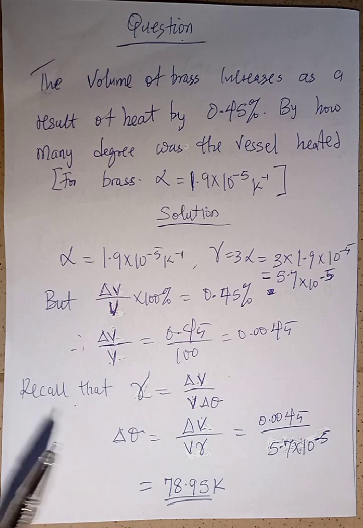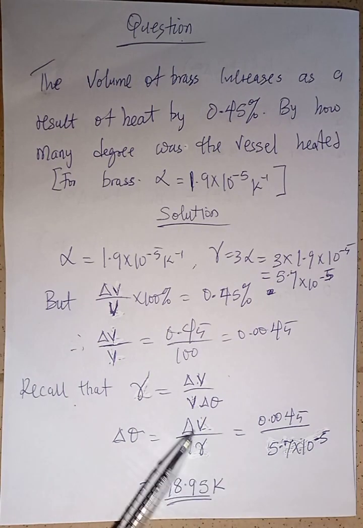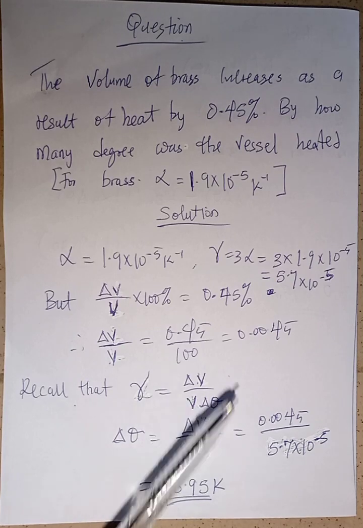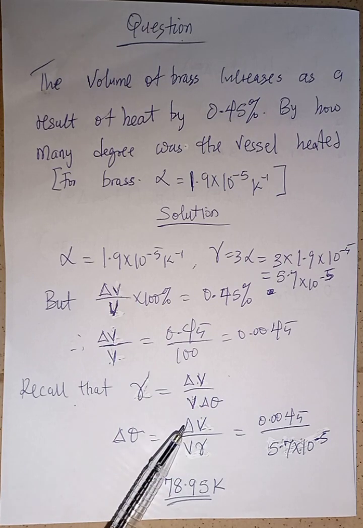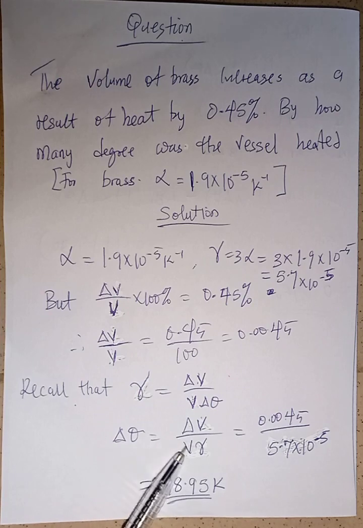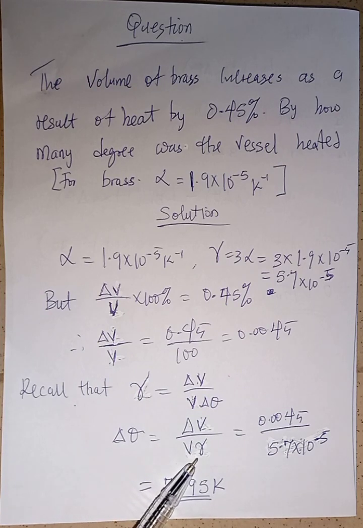Although some people can also do it this way. They'll just make this change in volume the fractional increase. Then they'll make the original volume unity. You will still get the correct answer. They'll just put 0.0045 here. Then they'll put 1 as the original volume. That is unity. You still get the correct answer.